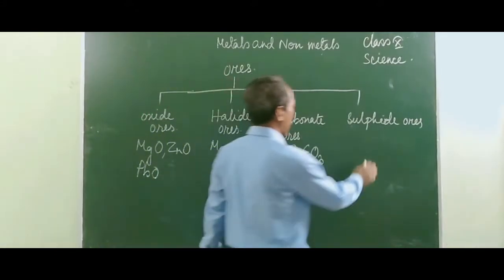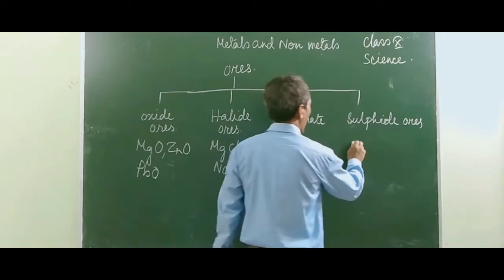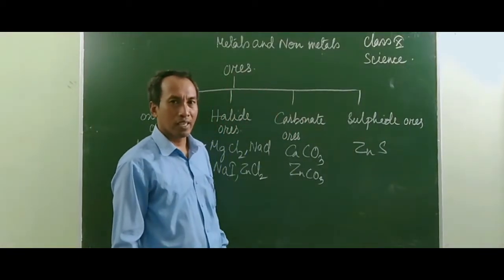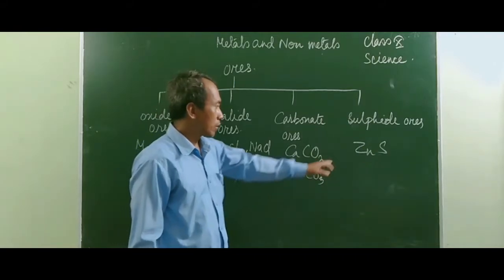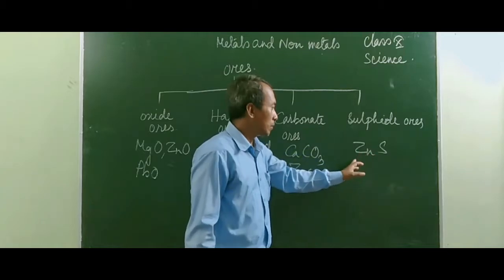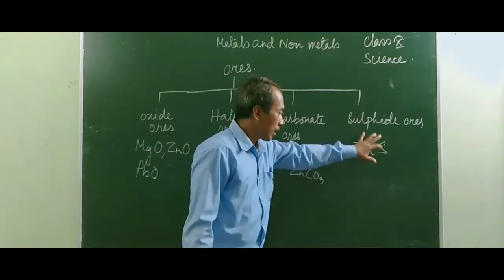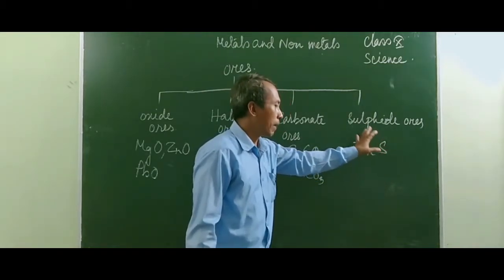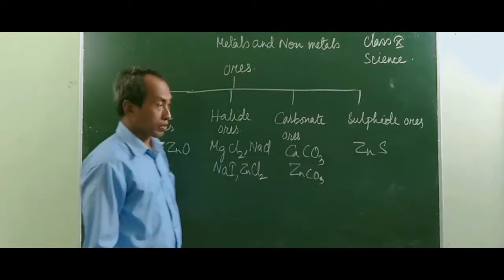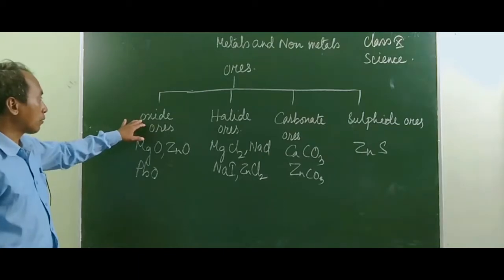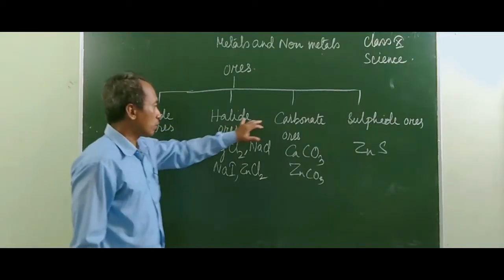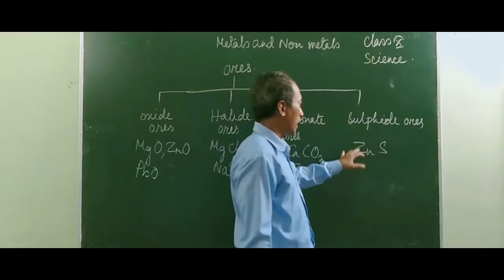And if any metal combines with sulfur, then that is called sulfide ores. It may be galena, zinc sulfide, or lead sulfide. It may be any metal. If it combines with sulfur, then it is called sulfide ores. So I repeat again, the types of ores: oxide ores, halide ores, carbonate ores, and sulfide ores.